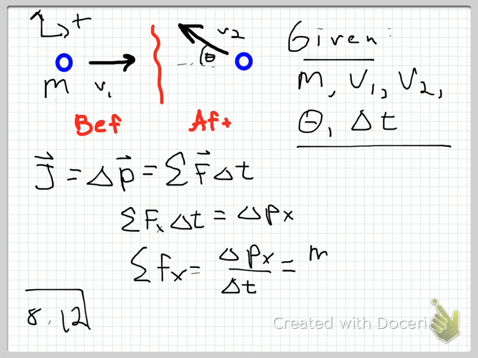So I'm going to have m v2x minus m v1x, all of that over delta t. Now of course the m's here and here are the same m. The baseball hasn't changed mass, so I can factor that out. Let me go to a new sheet.